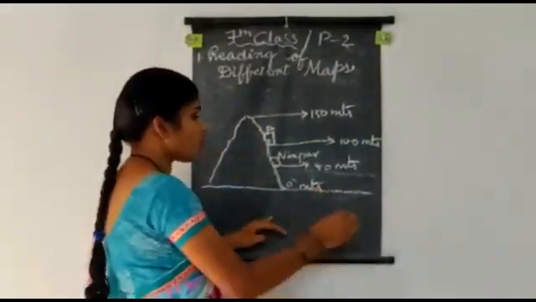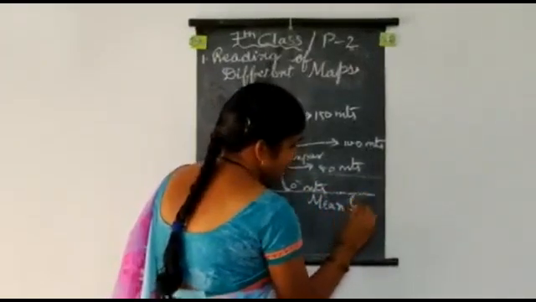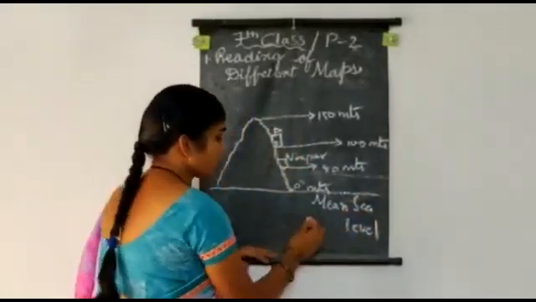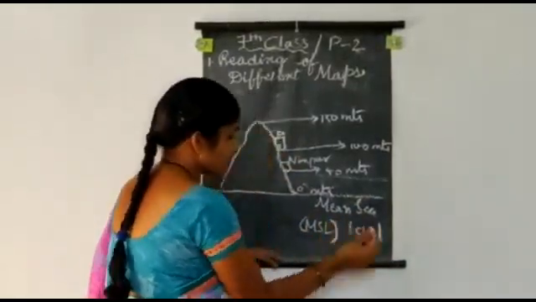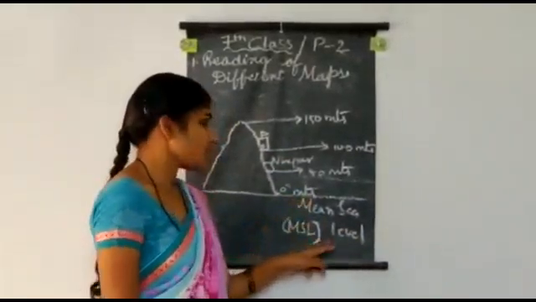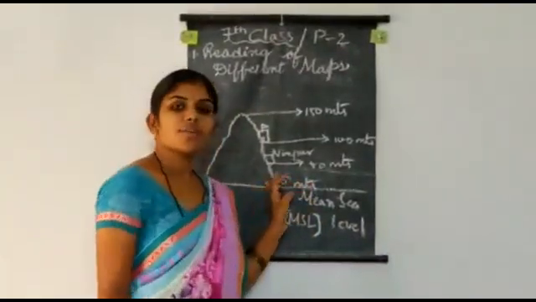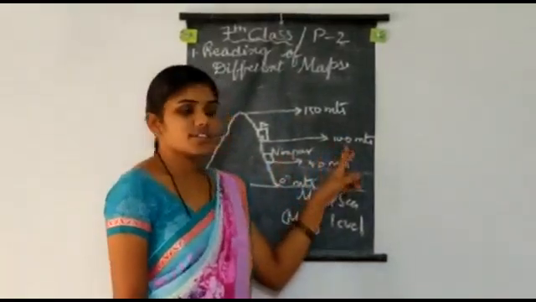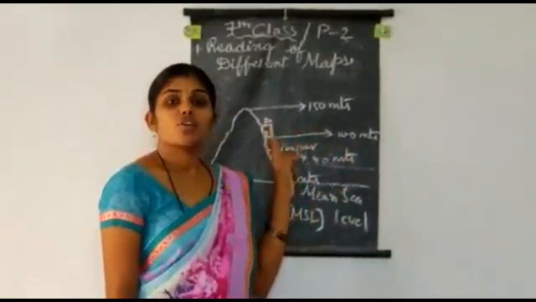This land is called sea level, mean sea level, shortly MSL. So these 0 meters on the land is called mean sea level. Try to understand: at what height of the hill is Nimpur village located? At 50 meters height Nimpur village is located.